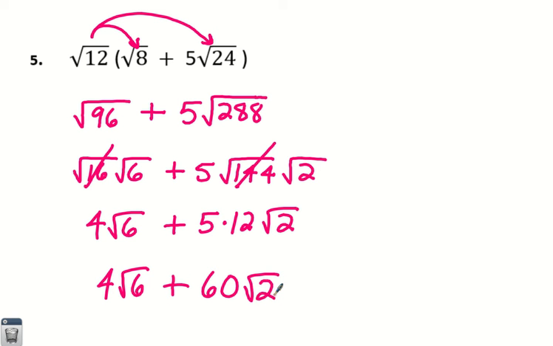And since these aren't what we would call like terms, because this is root 6 and this is a root 2, I can't add these terms together because they're different square roots. Like this is the square root of 6, this is the square root of 2, and therefore I'm done.